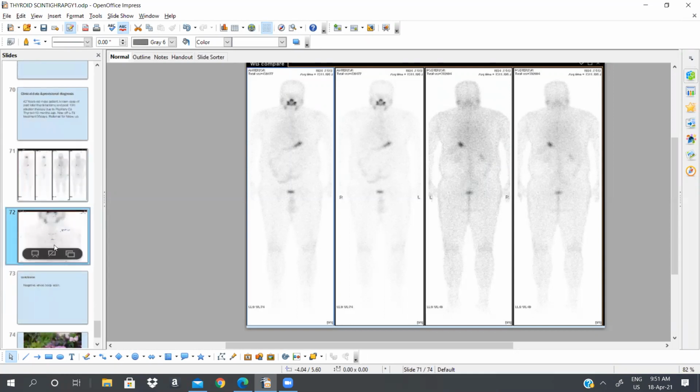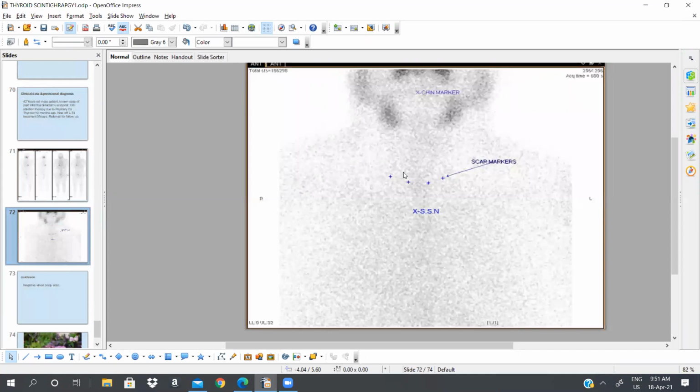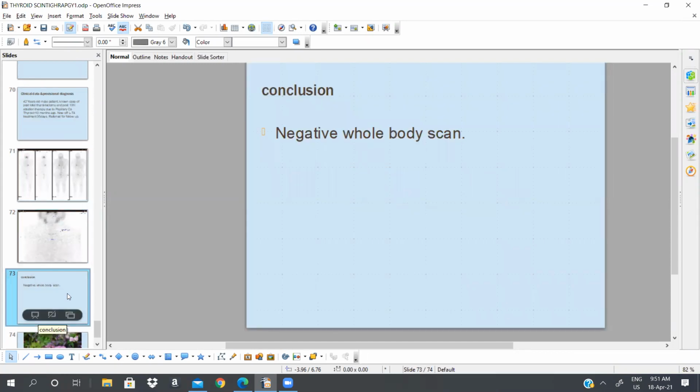This is the image of the anterior neck of the patient. You see, this is the scar marker, the surgery scar marker, and nothing in the thyroid bed. Okay, so it is a negative whole body scan. This patient will be back on his thyroxine suppressive treatment and will live quiet and free.